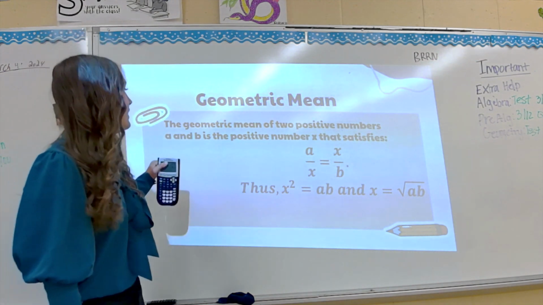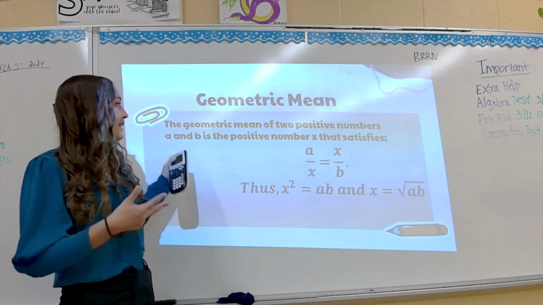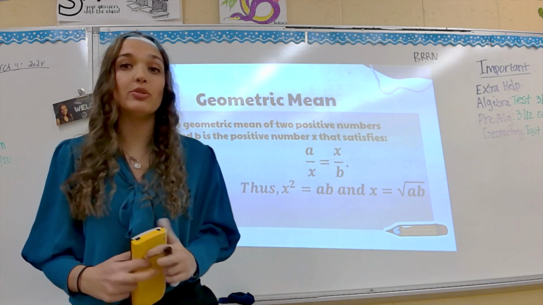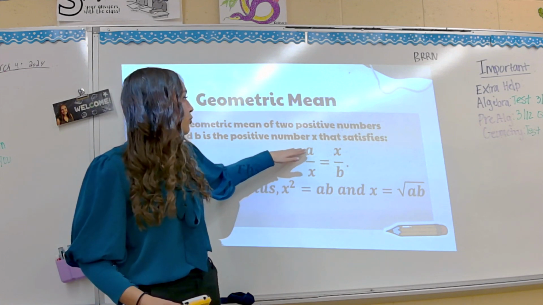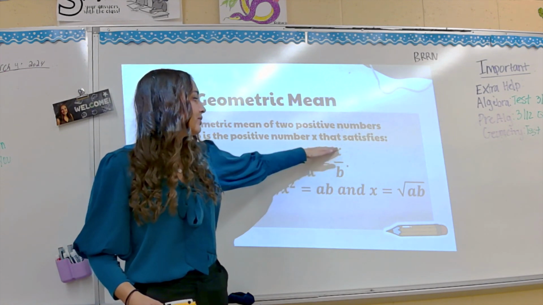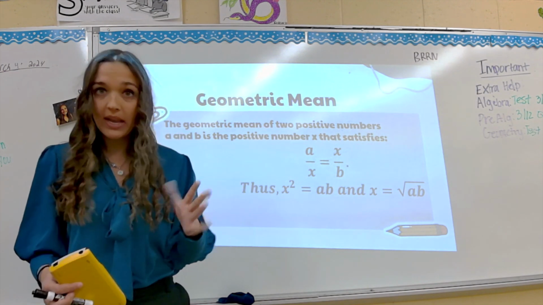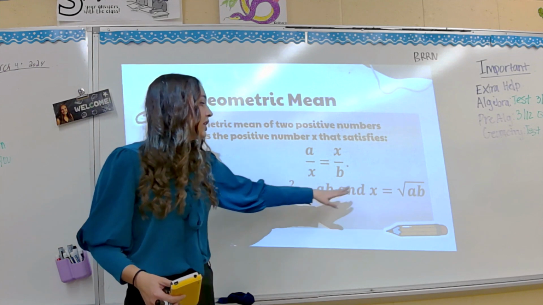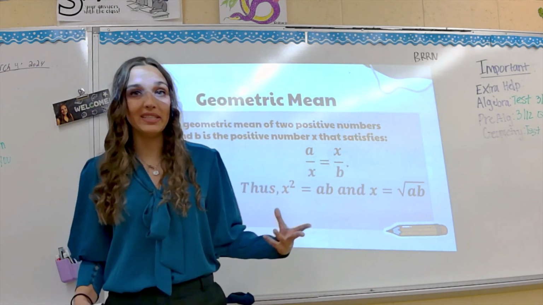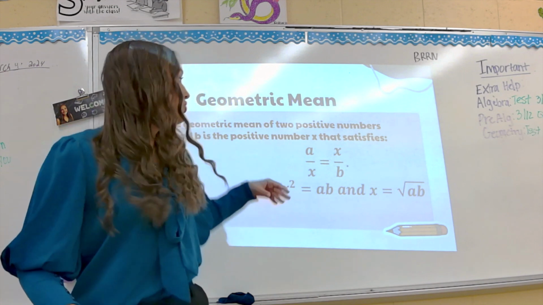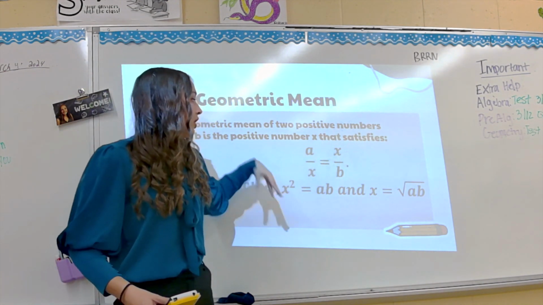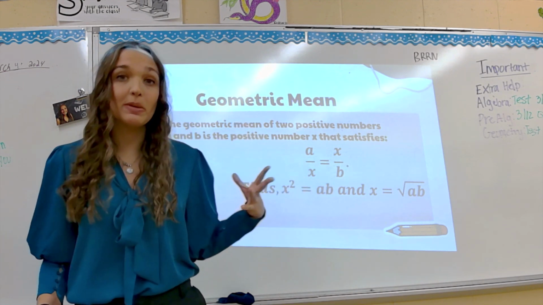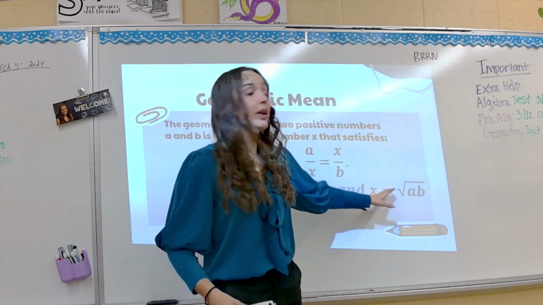Geometric mean is two positive numbers, A and B, can have a geometric mean that satisfies this equation. So there's two ways to go about this. You can either set up your proportion where it's your one positive number divided by x equals x divided by b, cross multiply, or you could just remember the rule that our geometric mean is going to be the square root of our two positive numbers being multiplied together. I'm going to show you the way where we just skip the step of writing the proportion, and we're going to instead just do x squared equals our two positive integers being multiplied together, and then we're going to take the square root of that.